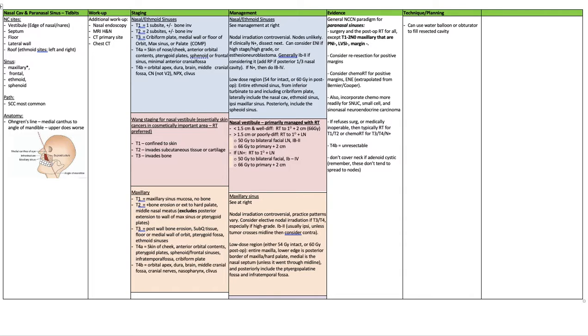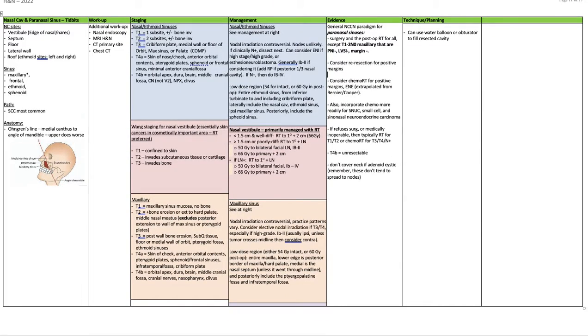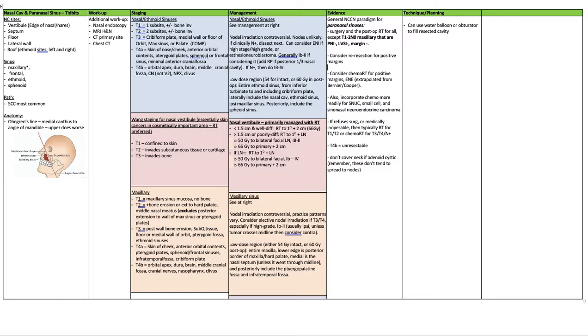Squamous cell carcinomas are the most common here. Anatomy: be aware of Ohngren's line, which is from the medial canthus to the angle of the mandible. Upper cancers generally do worse than lower cancers on Ohngren's line. In terms of workup, additional workup includes nasal endoscopy, MRI of the head and neck, the CT of the primary site, and a chest CT.